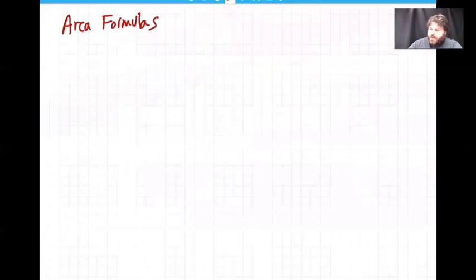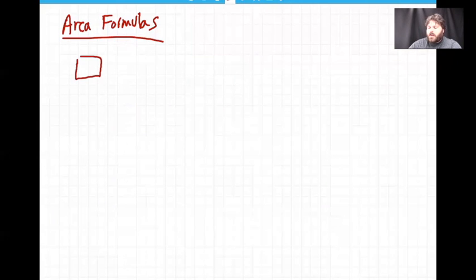Any of these could be on the ACT. Basic ones all the way up to ones that are probably stuff you may never have thought of. And there's actually some shortcuts to ones that you know anyway, so it's good to go over this again. So let's first talk about a square.